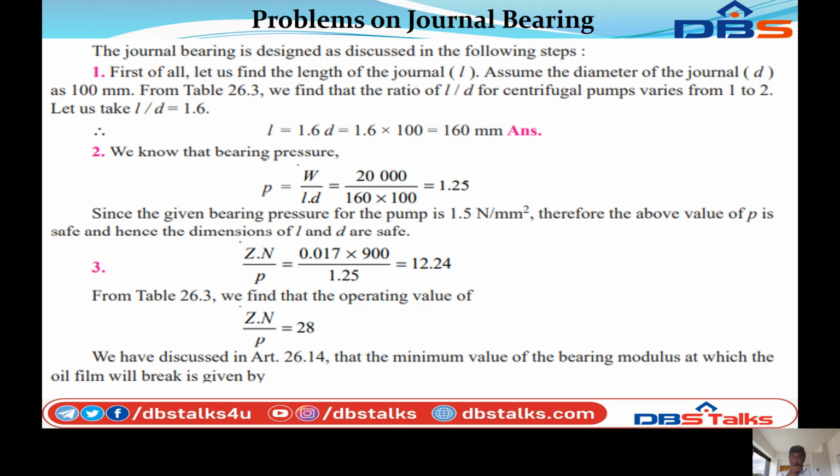So the journal bearing is designed as discussed in the following steps. The first step: first of all, let us find the length of the journal bearing L. Assume the diameter of the journal d as 100 mm. From the table, we find the ratio of L by D for a centrifugal pump varies from 1 to 2. Let's take L by D equal to 1.6.